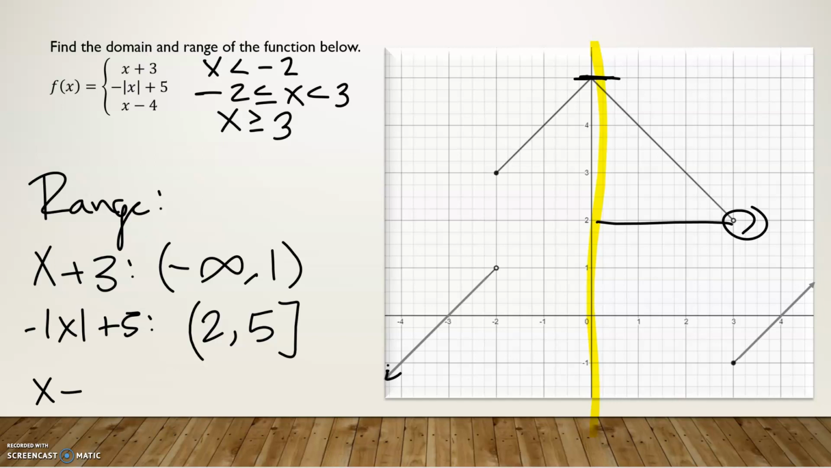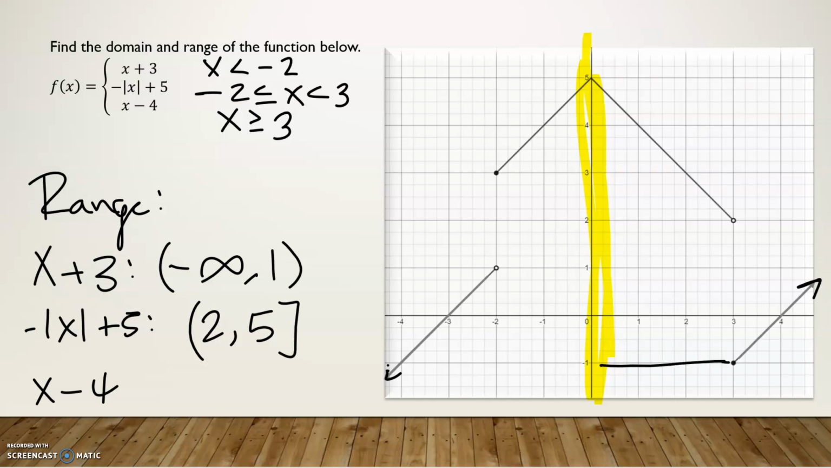X minus 4. Okay, still on the y-axis, so I need that. It looks like it starts at negative 1 and keeps going in the positive direction for y. So it goes from negative 1, which is included because of this closed circle right here, up to positive infinity.